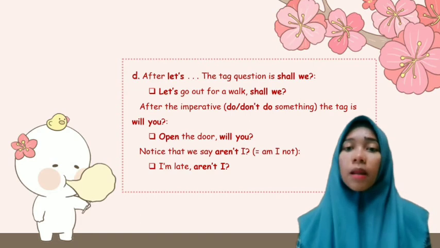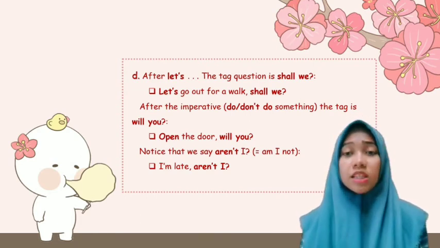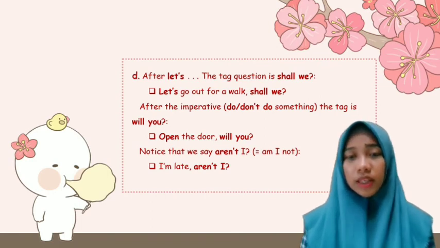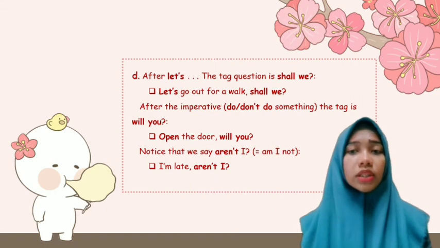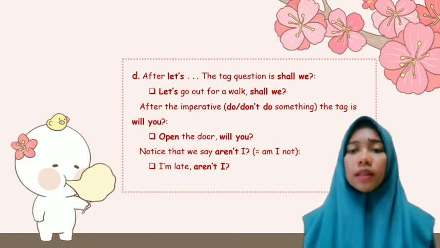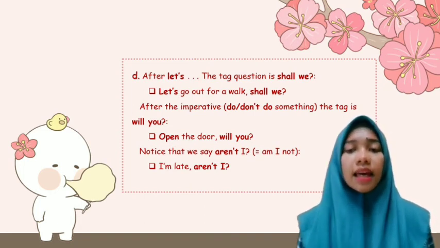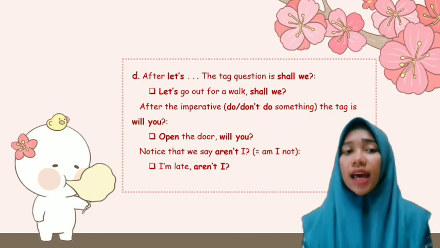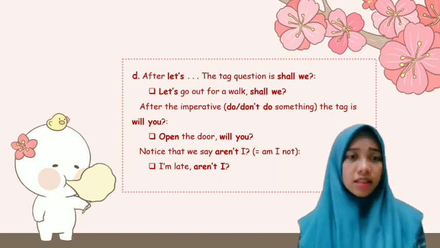Okay, the last D. After let's, the tag question is shall we? For the example, let's go out for a walk, shall we? And then after the imperative, do or don't do something, the tag is will you? For the example, open the door, will you? And then notice that we say aren't I? Aren't I means am I not? For the example, I'm late, aren't I?